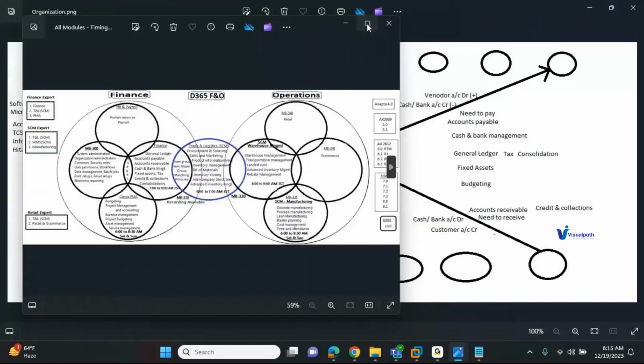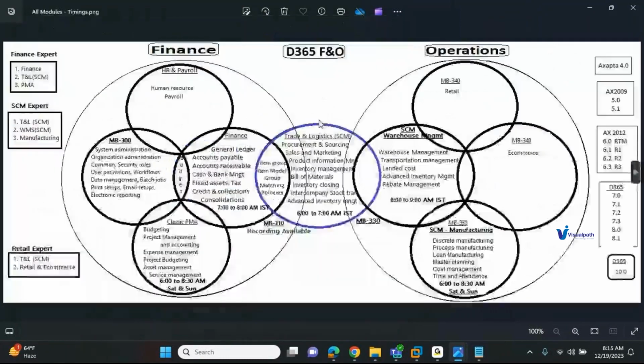The first one, I'm going to teach you trade and logistics between 6 to 7. And the 8 to 9 batch, actually today I don't have the batch, that is the reason I'm continuing now. 8 to 9, I will teach you warehouse management, transportation management, landed cost, advanced inventory management, all these things I will cover. These are all complex functions. This is on weekends, I'm teaching on the weekends, morning 6 to 8:30.